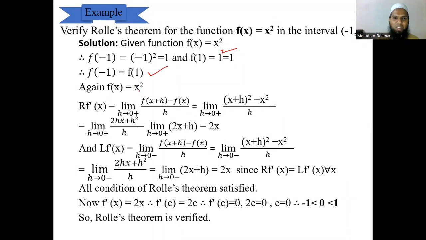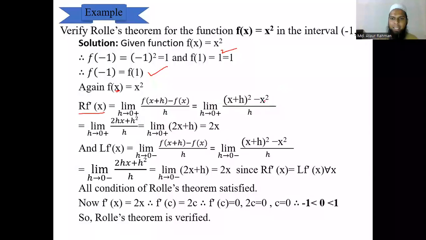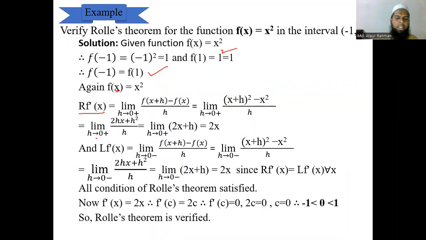Again another condition, f(x) equal to x square, just the right hand limit of the first derivative, limit h tends to 0 plus of f(x plus h) minus f(x) divided by h. That is x plus h whole square minus x square, just putting here. Now x square plus twice x h plus h square minus x square, the x square cancel. So limit h tends to 0 plus of 2hx plus h square divided by h, numerator denominator h cancel. So limit of twice x plus h. Now putting the value of h in here, so we get twice x.